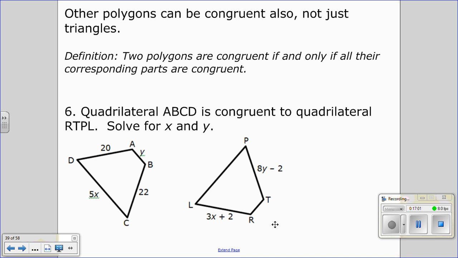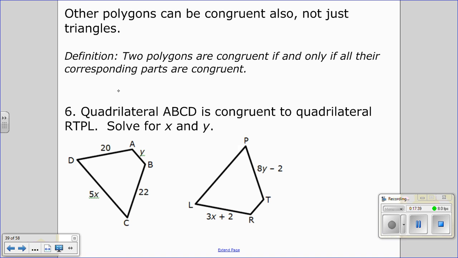And now we have one more example, which is not pre-printed on your notes. Just add it to page 39. Or you could put it on page 38, which is totally fine too. It says other polygons can be congruent as well, not just triangles. So the definition, 2 polygons are congruent if and only if all of their corresponding parts are congruent. Number 6, quadrilateral ABCD is congruent to quadrilateral RTPL. Solve for x and solve for y.